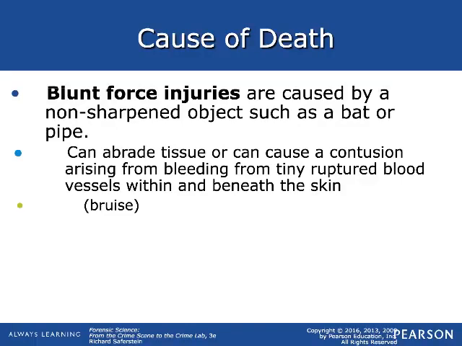Blunt force injuries are caused by a non-sharpened object. It could be a bat or a pipe, something that's not sharp. Things you look for with blunt force injury are tissue that could be scratched, so abraded, and then bruises or contusions. Contusions come when a blood vessel is broken in the skin or beneath the skin. When it breaks, it starts bleeding, and that results in different colors.